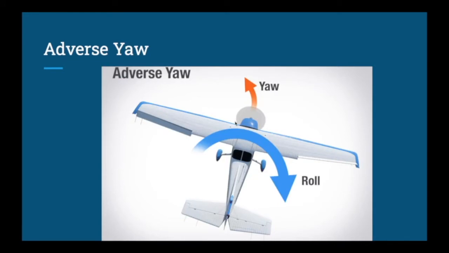So here's another diagram just showing that yaw. So this airplane's rolling to the right. The nose will want to yaw left. You'll correct for it by applying right rudder.